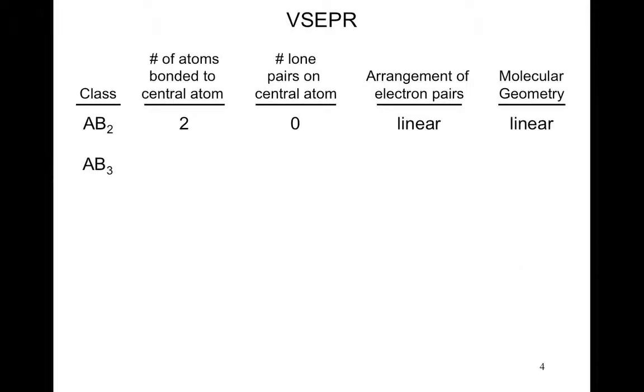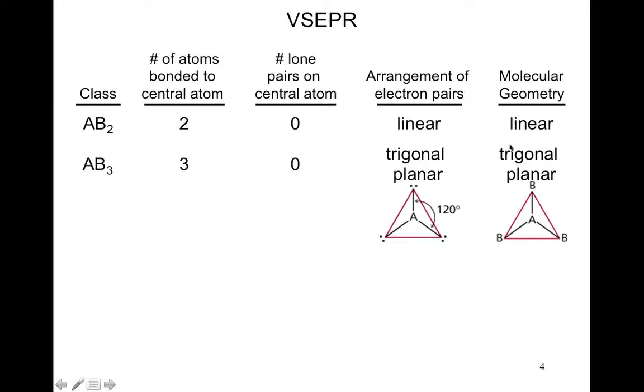So let's move on. AB3. So how many are bonded? Well, 3 of them are bonded. Lone pairs, 0. Maybe boron trihydride would be an example of this. So if you're looking at this, and this is A, and this is B, and this is B, and this is B, then our angle, if we take 360 as a circle, and we cut it into thirds, then we get 120. That's the angle between two bonds, or the bond angle.